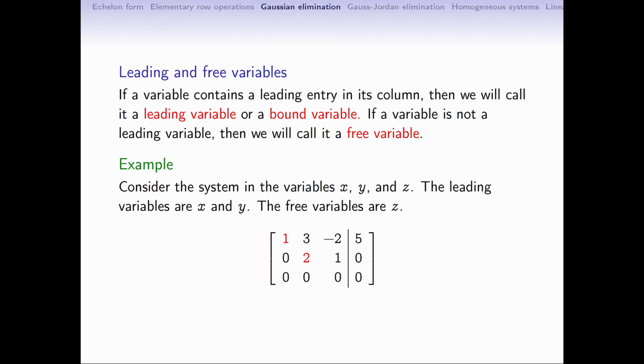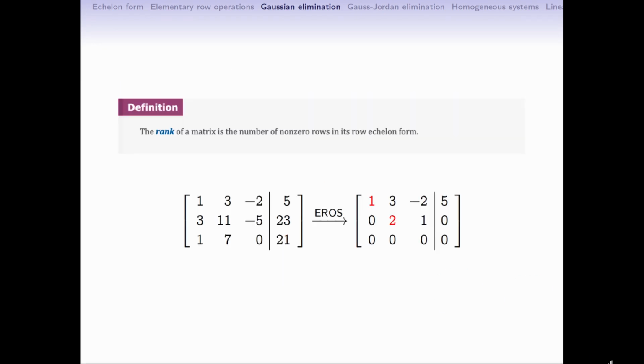So x and y are bound, and z is free. Our second important concept is the concept of rank. The rank of a matrix is the number of non-zero rows in its row echelon form.